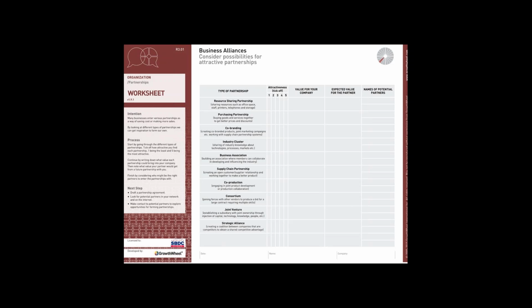And as you think about this, you might be thinking about which ones are most attractive to you, and then we'll flesh out why those are for you. And so then, that's this next part here. The why is writing down the value of each partnership and what they could bring to your company. And you should also be thinking about what value your partner would get from this partnership as well, because it takes two to tango. And then you'll want to finish by considering who might be those right partnerships.